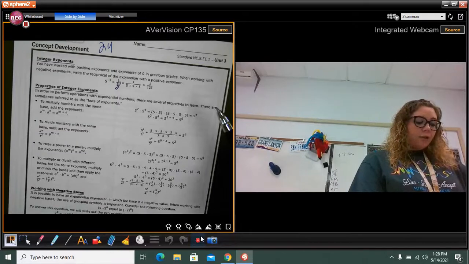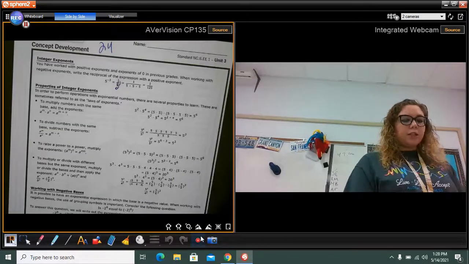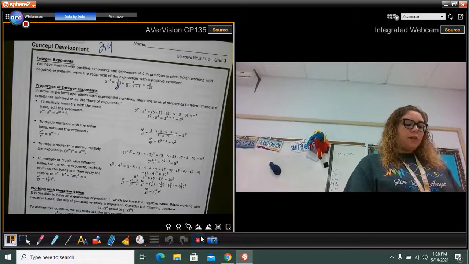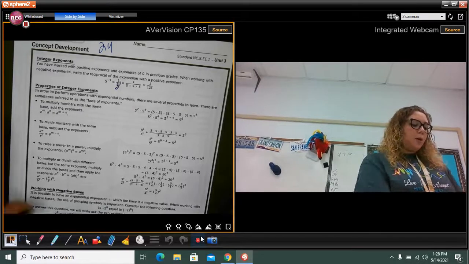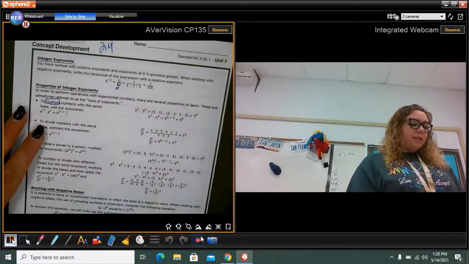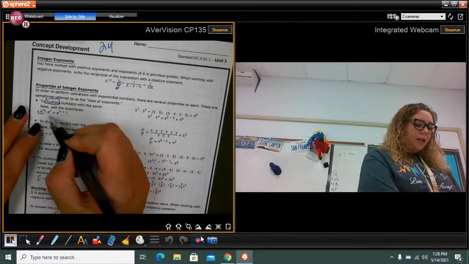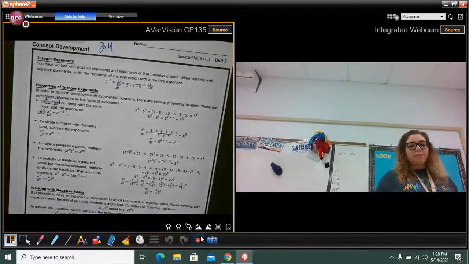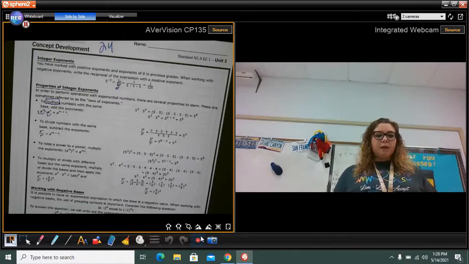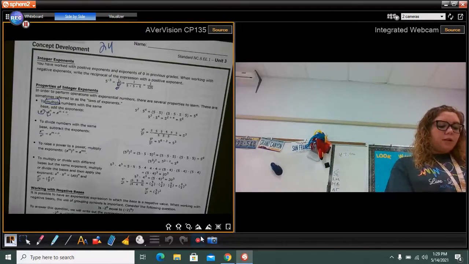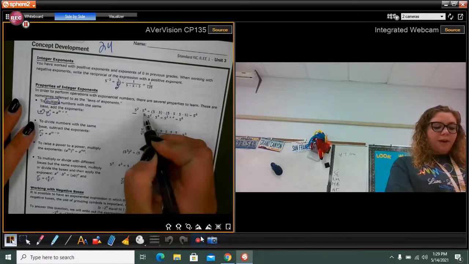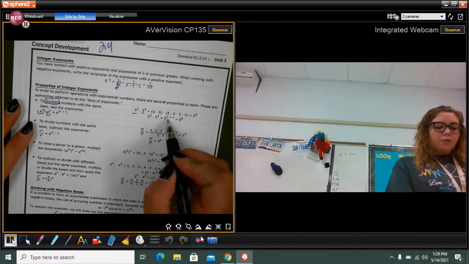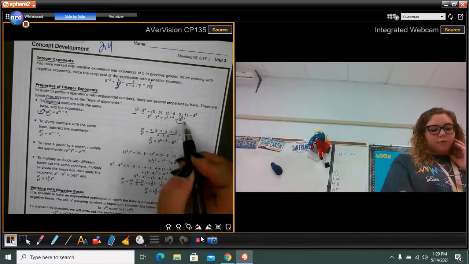Properties of integer exponents. In order to perform operations with exponential numbers, there are several properties to learn. These are sometimes referred to as the laws of exponents. Okay. To multiply numbers with the same base, okay, your base is right here, you're going to just add the exponents. Now you can't do it if the base is different, but if the base is the same letter or the same number, you can just add the exponents together. So if you look over here, my base is 5, they're both the same, so I'm just going to add my exponents together. Okay, 2 plus 4 is 6, so I have 5 to the 6th power.